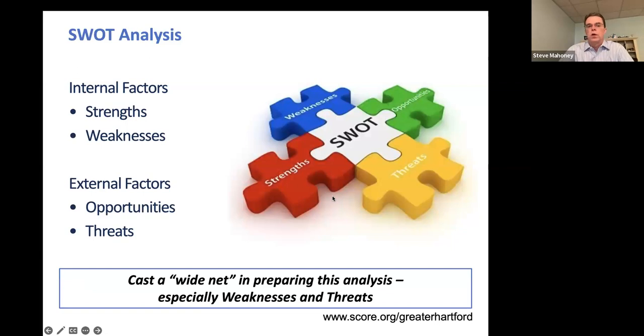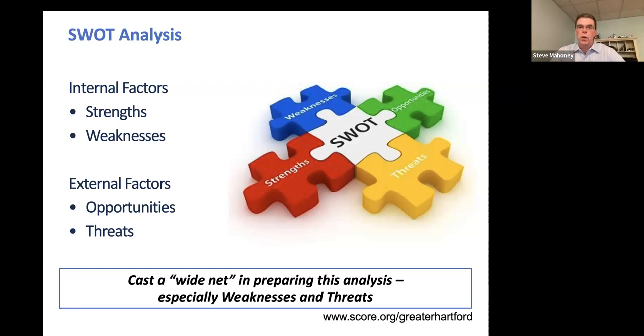One of the critical tools that a business owner can use in thinking about their risk assessment is what's called a SWOT analysis. You've probably heard about this. This is a very common tool in business. It's a way for you to look at the current state of your business as it sits today, and to refresh it once a year as you refresh your business plan.